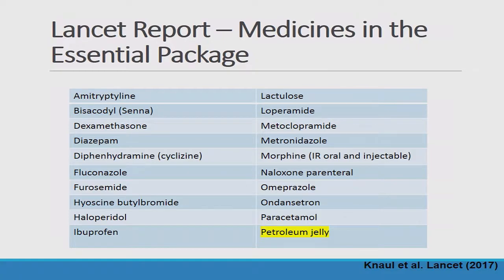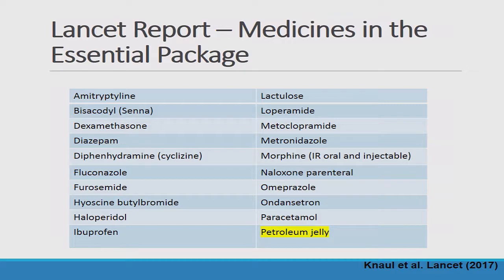This is the essential package in the Lancet report. As you see, very small. It's an abbreviated version of the WHO list, because in the Lancet report, what we tried to do, working on cost, was to identify which were the basic essential medications that were also the most economic for countries of lowest resources. So this didn't mean more than 1% of their health expenditure.